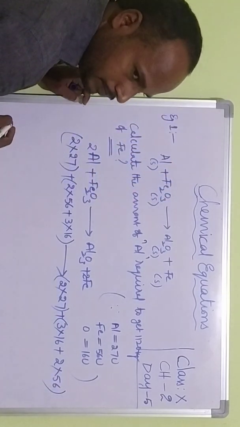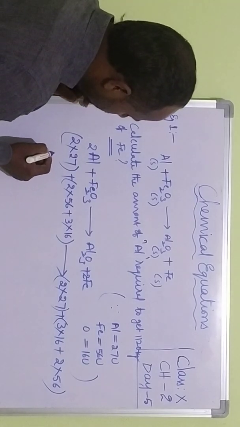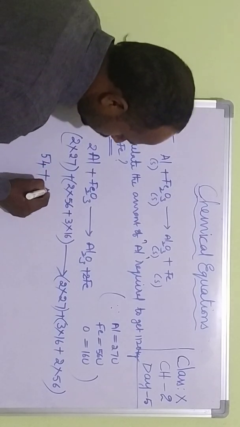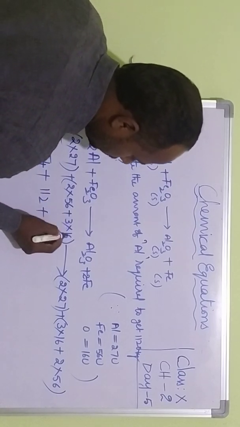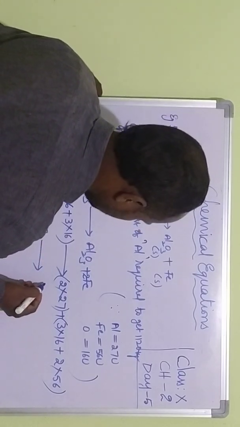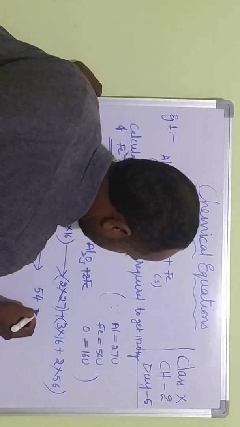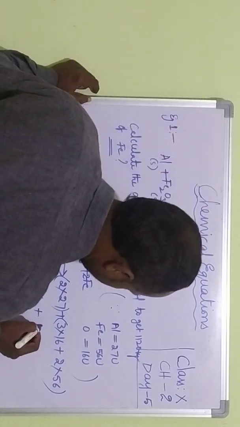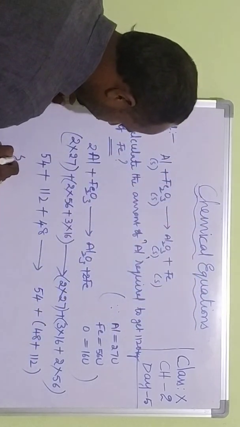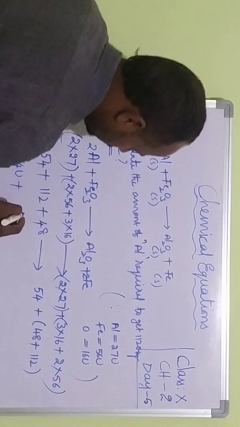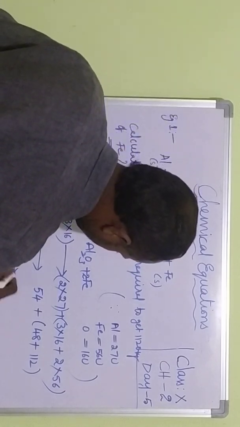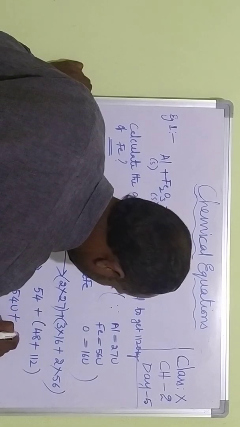See here, 2 into 27 is 54, plus 3 into 16 is 48, plus 2 into 56 is 112. So we get 54 U plus 160 units.